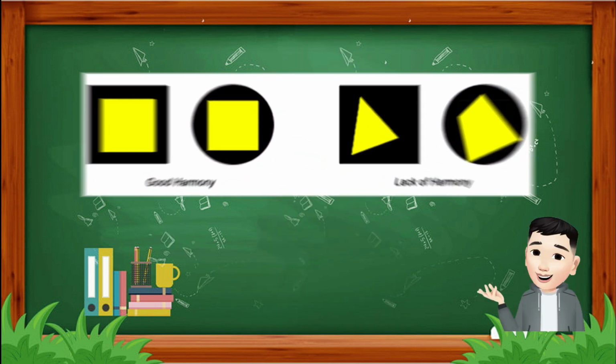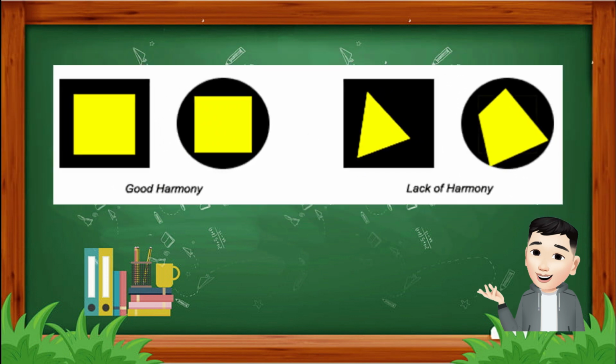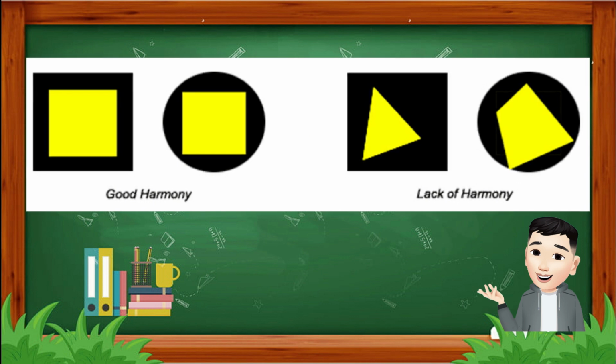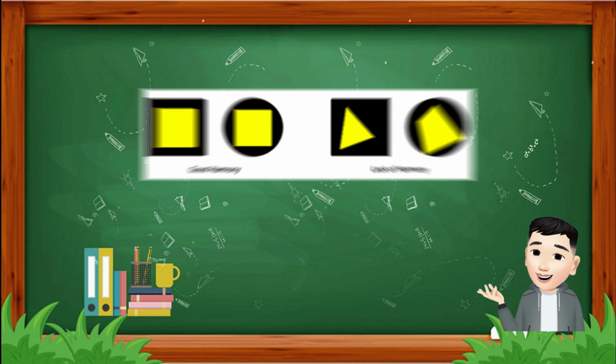So try to look at our example. The first example is a small yellow box being joined with a big black box, so there is a good harmony. The second one is a small yellow box with a big black circle, and there is also a good harmony. While in the next example, as you can see, there is a lack of harmony. It means that the two shapes being joined together do not fit each other.